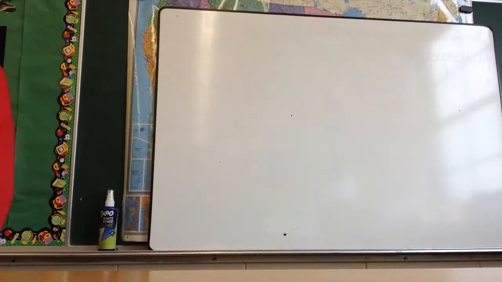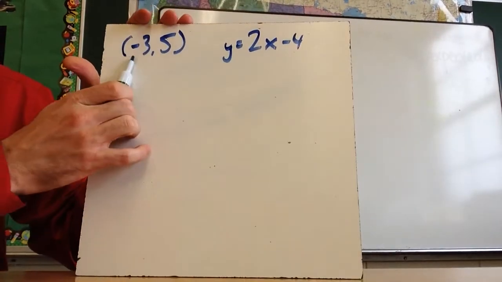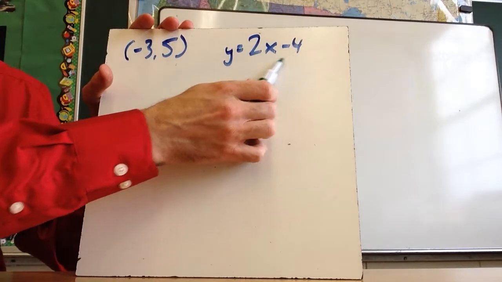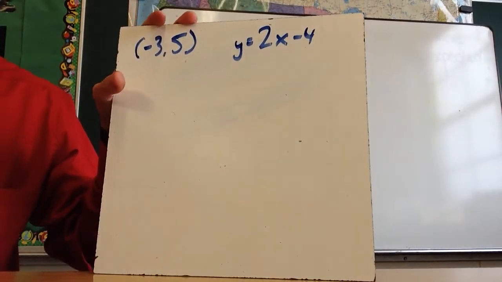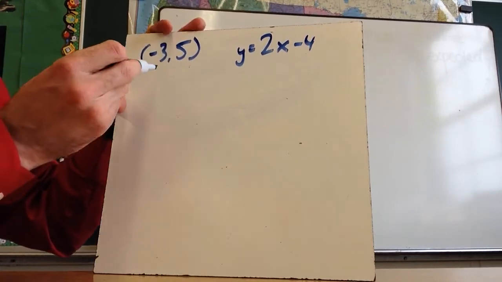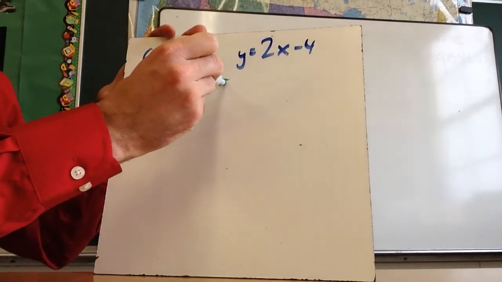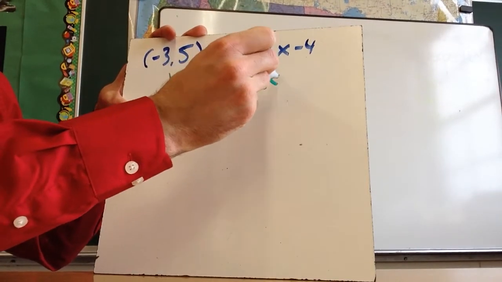So there are two ways that we can solve this. Keep in mind this is the point that we said it's going to pass through, and it's parallel to this line. So if it's parallel to that line, I know that it has a slope of 2. So one way I can do this is to use the point-slope form: y minus y1 equals m times x minus x1.